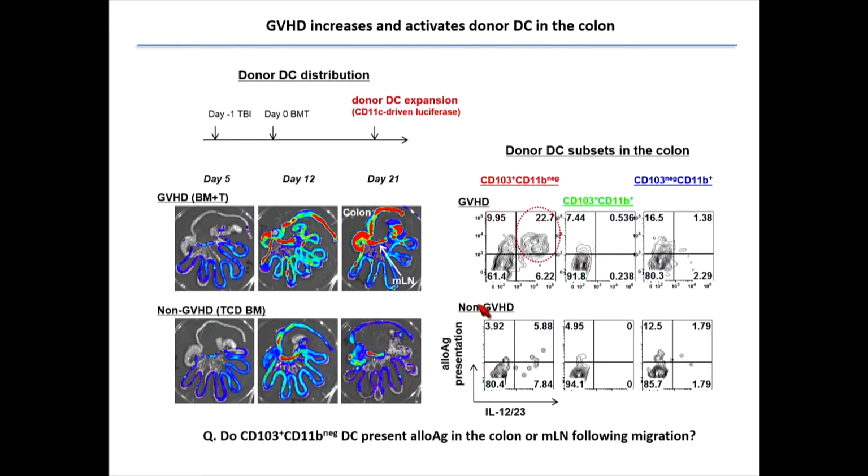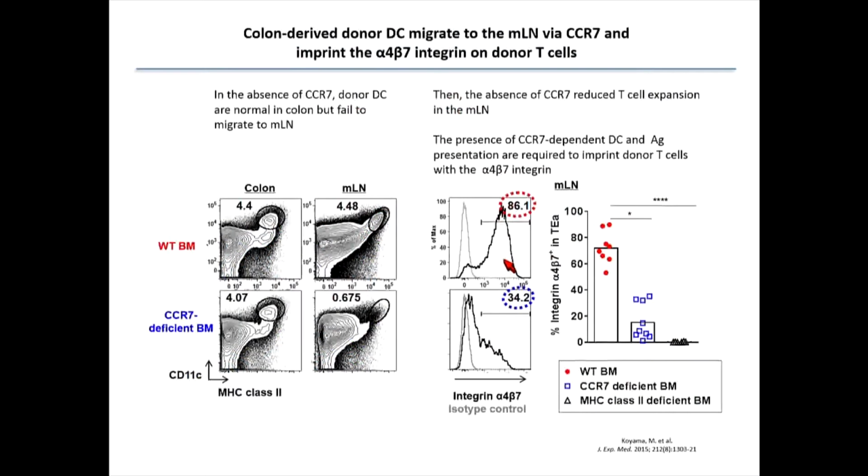So the final question is, do CD103 positive CD11b negative DC present alloantigen in the colon or the mesenteric lymph node following their migration, because this population exists in both colon and mesenteric lymph node. Thus, we compared the recipient of wild-type bone marrow versus CCL7 deficient bone marrow. As you can see, in the absence of CCL7, donor DC are normal in the colon, but fail to migrate to the mesenteric lymph node here, a missing population.